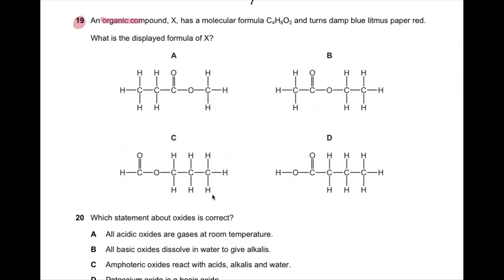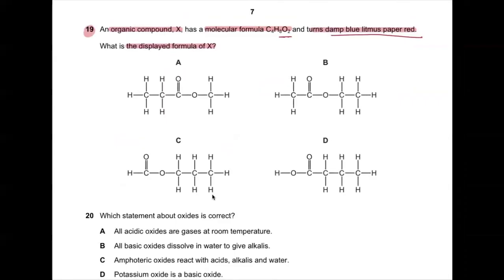Now, MCQ number 19. An organic compound X has a molecular formula of C4H8O2 and turns damp blue litmus paper red. What is the displayed formula of X? Two oxygens, turning damp blue litmus paper red, so it means it's going to be an acid, a carboxylic acid, right?